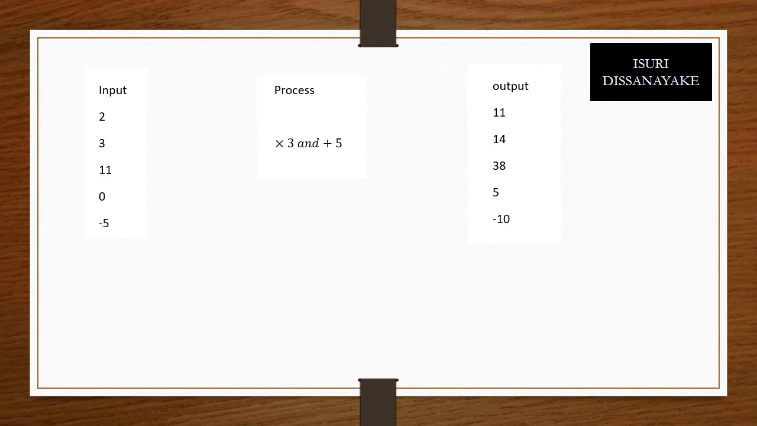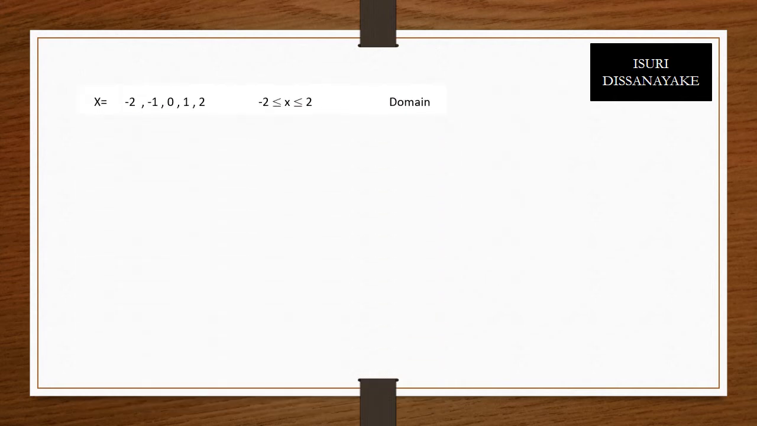So function is a process where you have an input and an output. Input, I will call it as the domain. Output, I will call it as the range. The input, which is the domain, is from minus 2 to plus 2. You have to input these values into f(x) equals 3x minus 2. So when you input the values to the function 3x minus 2, your output is from minus 8 to plus 4. So the input we call it as the domain, the output we call it as the range.